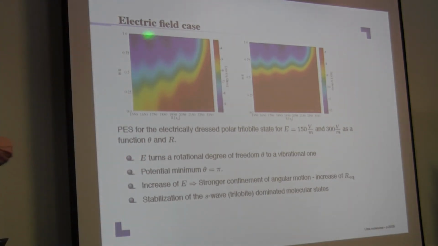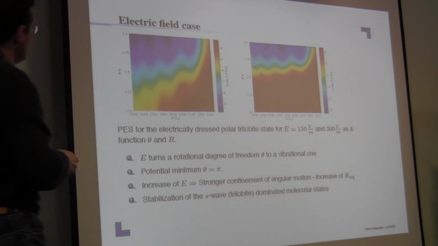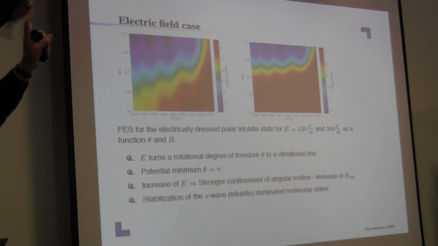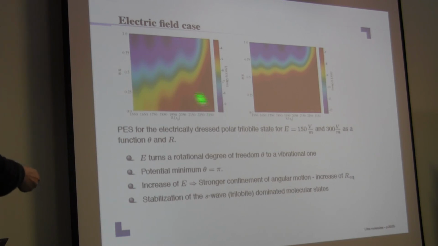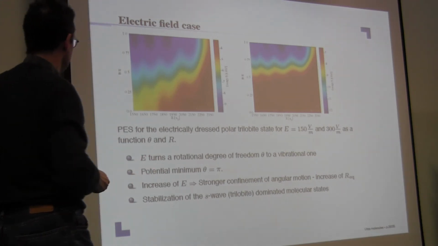What you see is this kind of oscillatory behavior, deep blue, lighter blue, deep blue, along this radial coordinate, but at the same time a strong confinement of the angular motion to theta equal to pi, which is the anti-orientation with respect to the electric field. So the system tries to anti-orient, but then it also has angular motion. And the confinement gets stronger if you go from the weaker to the stronger electric field.